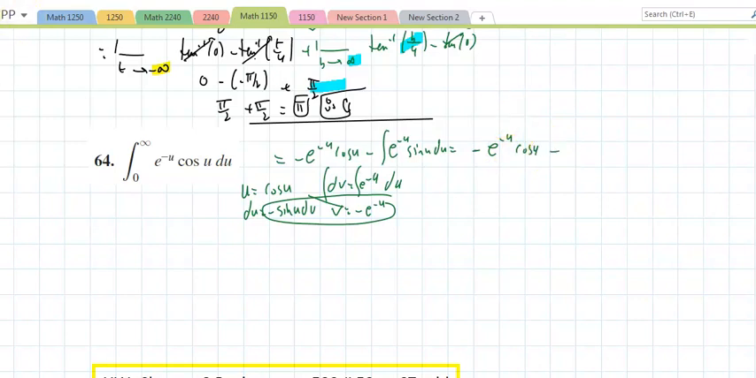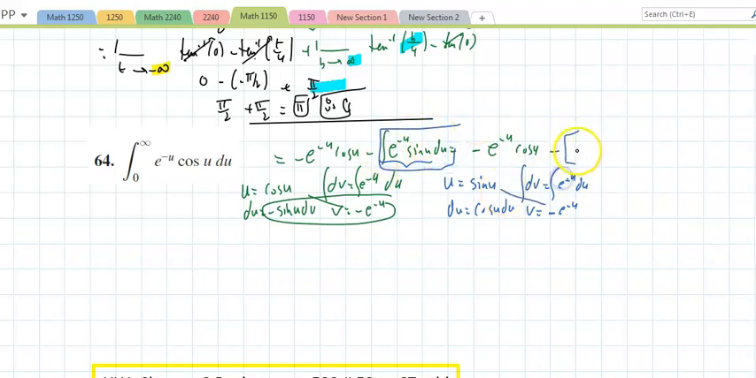minus, now, if I really take this integral and do integration by parts again, let u equal the sine of u, du will be the cosine of u du, dv would be whatever's left over, which is e to the negative u du, and if I integrate, I'll get v to be negative e to the negative u. So this integral has a minus in front of it, u times v, minus e to the negative u sine of u, minus the integral of, and that becomes a plus e to the negative u cosine of u du.